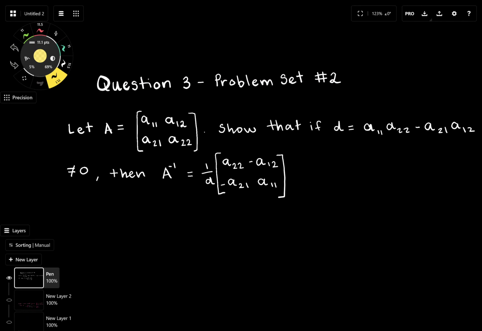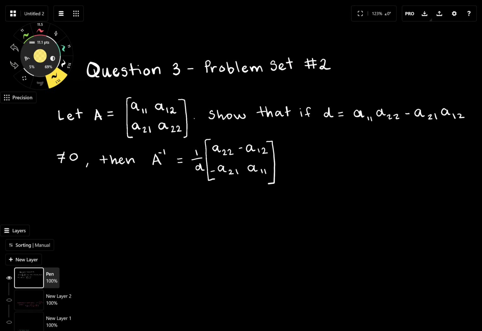Question 3 is: let A equal the matrix A sub 1,1, A sub 1,2, A sub 2,1, A sub 2,2. Show that if D, equal to A sub 1,1 times A sub 2,2 minus A sub 2,1 times A sub 1,2, is not equal to 0, then the inverse of A equals 1 over D times the matrix A sub 2,2, negative A sub 1,2, negative A sub 2,1, and A sub 1,1.